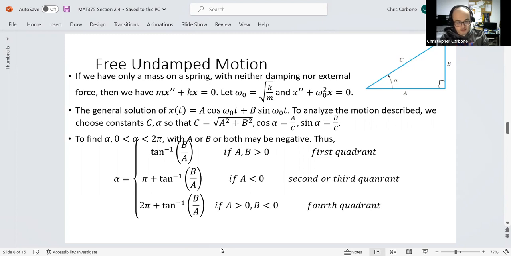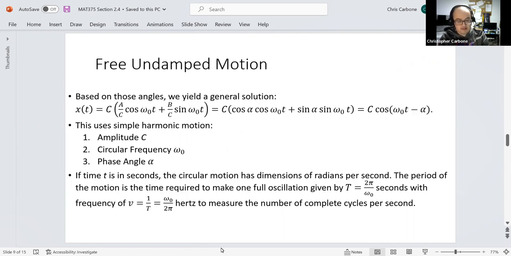So to find alpha, we would have alpha between 0 and 2 pi, with a or b, or both, possibly being negative. So if we take the inverse tangent of b over a, with b and a being greater than 0, we'll be in the first quadrant. If we have pi plus the inverse tangent of b over a with a less than 0, we're in the second or third quadrant. And 2 pi plus the inverse tangent of b over a, if a is greater than 0 but b is less than 0, we are in the fourth quadrant.